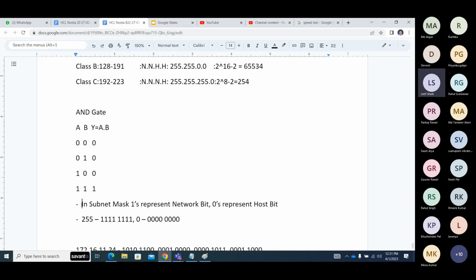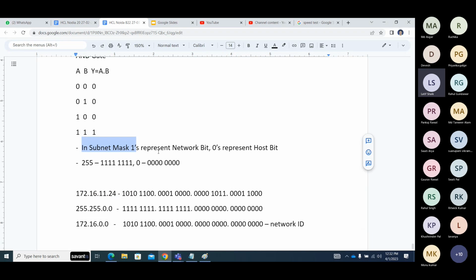Okay. So in a subnet mask, you write the subnet mask in binary. The ones in the subnet mask represent network bits, and the zeros in the subnet mask represent host bits. So when you write 255, it means 8 ones. When you write a 0 in the subnet mask, it means 8 zeros in binary.